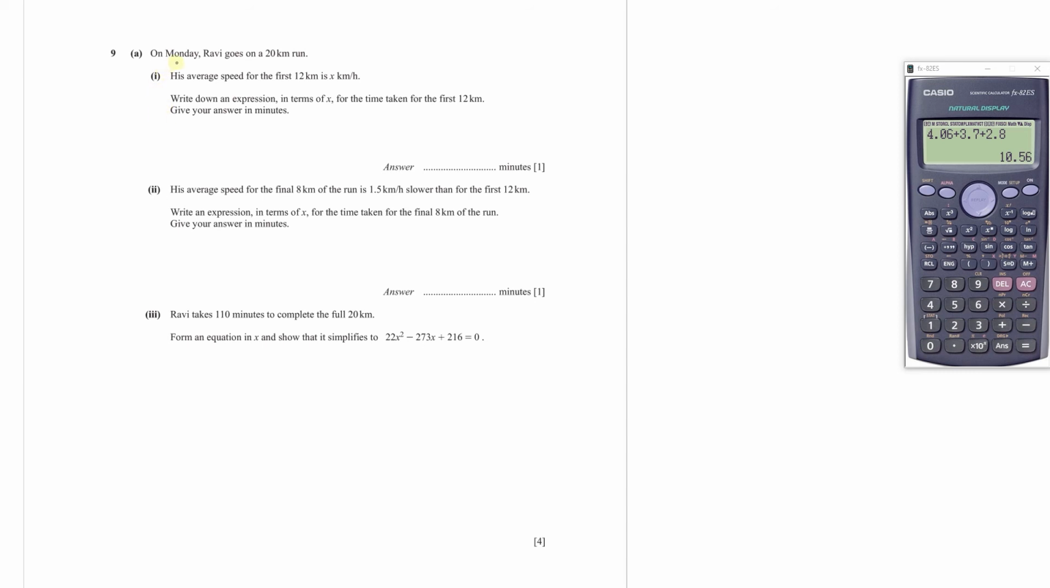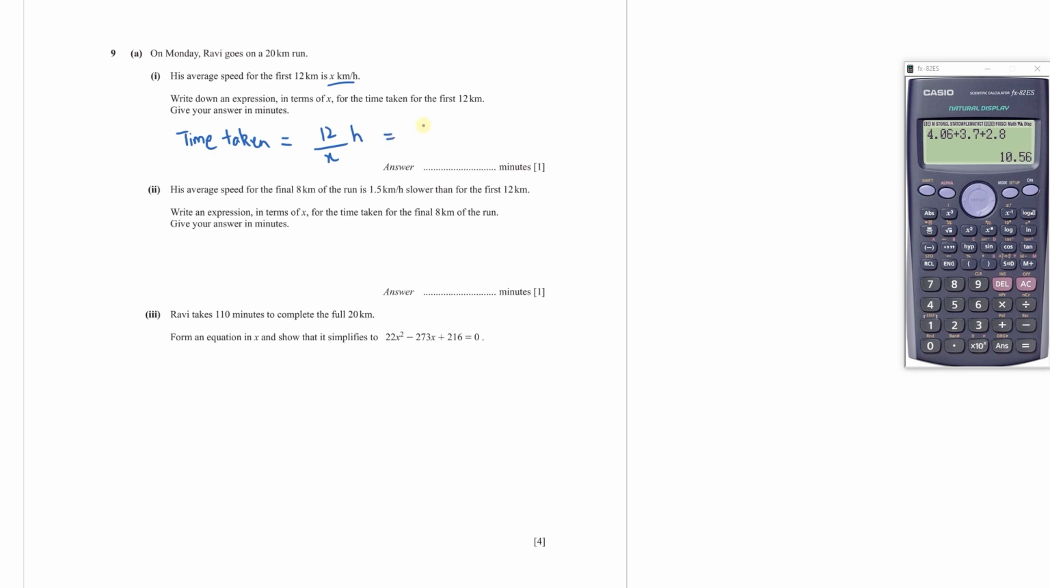The next question is, on Monday, Ravi goes on a 20-kilometer run. His average speed for the first 12 kilometers is x kilometers per hour. Write down an expression in terms of x for the time taken for the first 12 kilometers. So time taken will be distance, which is 12 kilometers, divided by the speed, which is x kilometers per hour. So this is the time taken in hours.